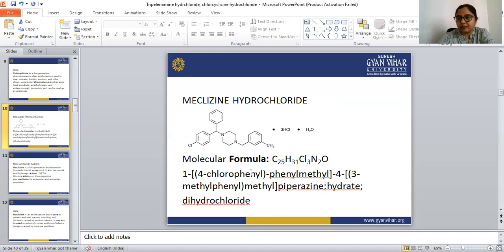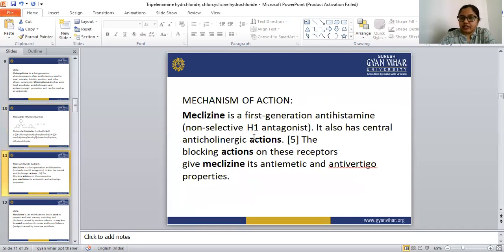We are studying the medicinal chemistry of these drugs. So we have to learn the molecular formula of these drugs, as well as the structure and the IUPAC name. This is the important part of medicinal chemistry. We have to learn the structure of meclizine hydrochloride, the molecular formula, and the IUPAC name of all these antihistaminic drugs, and the mechanism of action.